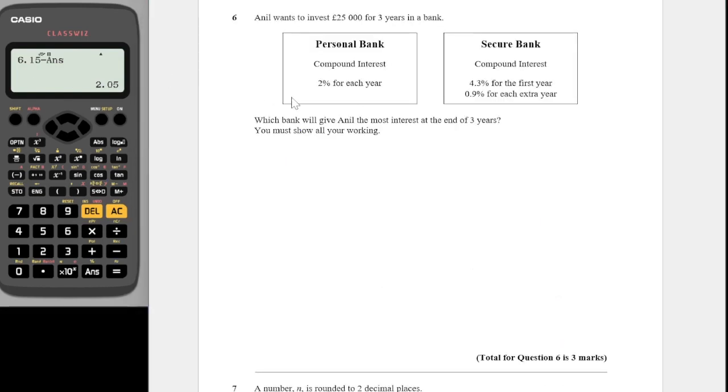Okay, question 6. I found this an interesting question. Actually, this initial investment is irrelevant for this question. You can use it if you want to, but it's not needed. So if we look at the personal bank, if we work out what the interest multiplier would be for both of them, we can compare them directly, and this initial amount becomes kind of irrelevant. So compound interest of 2% for each year. So that's a multiplier of 1.02.